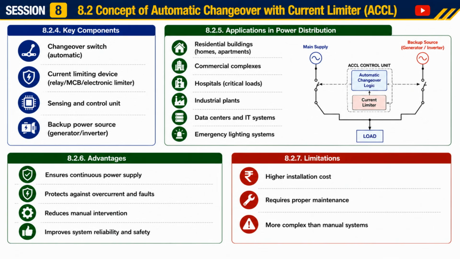2. Applications of ACCL. Used in residential buildings such as homes and apartments. Installed in commercial complexes. Used in hospitals to supply critical loads. Applied in industrial plants. Used in data centers and IT systems. Provides uninterrupted power for emergency lighting systems.